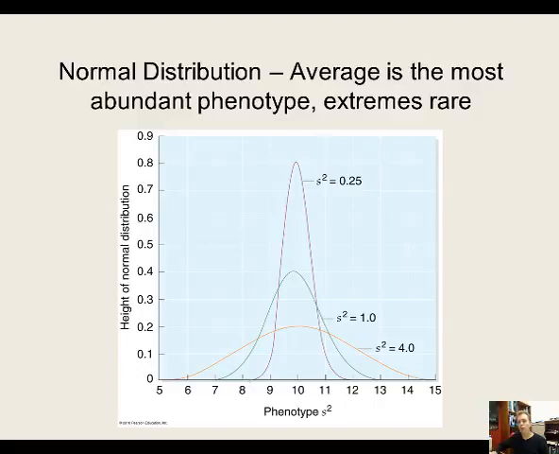Normal distributions look like this. They can have all the same average in this case. So there's an average, and the average is the most represented in that population. But there can be a range of variance, which is shown here. These S-squared numbers are the variance. And so different populations may have different variances and yet have the same average.